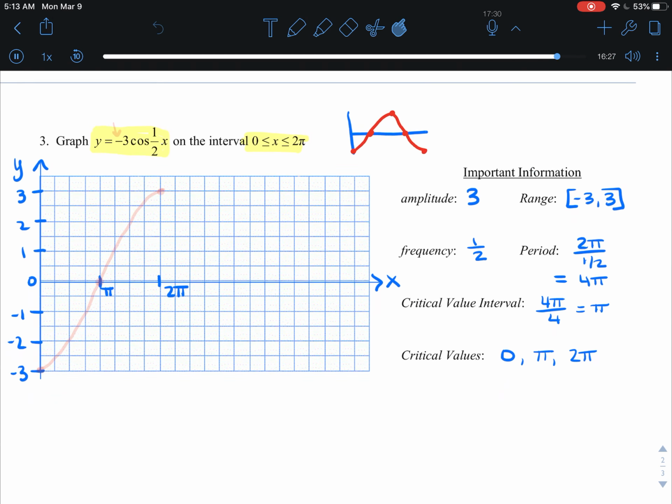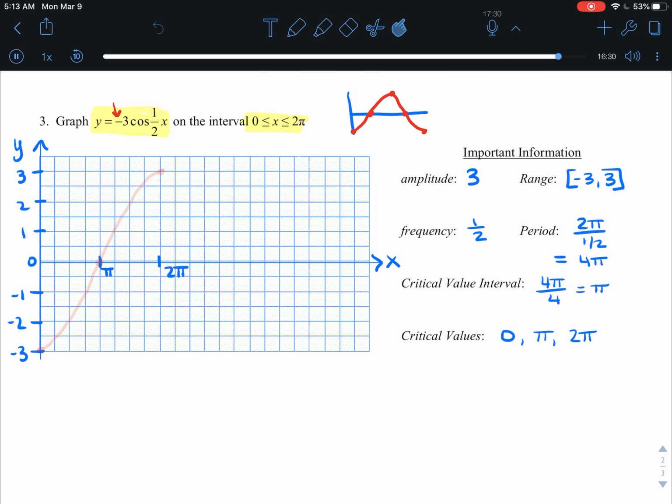So when we go to graph this, that negative in front, now I have to think about that because it's going to change where I start. So I'm going to start plotting my cosine curve at -3 for my range. So the point 0, -3 is my first plotted point. Now my next critical value is pi. So I'm going to go to the middle. And then my next critical value is 2 pi. So I'm going to go to my max. And because we have a frequency of 1/2 and a domain of 0 to 2 pi, we're only going to see that much of our curve.